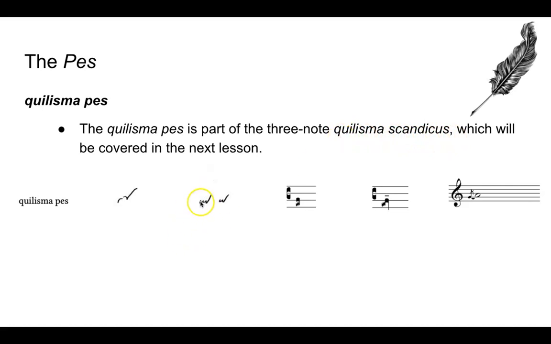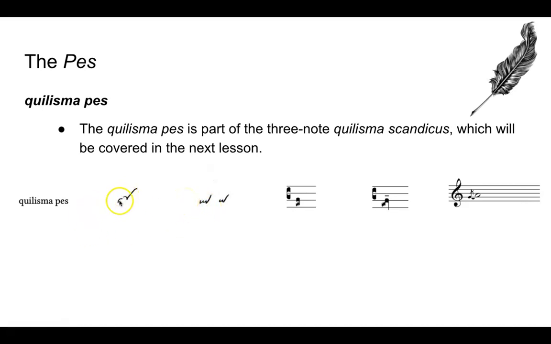So recall that the Quilisma has this characteristic appearance in the St. Gall neumes. And I put a picture of a quill here because I can just imagine in my mind's eye a monk sitting at a table with a quill and writing out this neume, calling it a Quilisma. So if that serves as a memory prompt for you, then great.